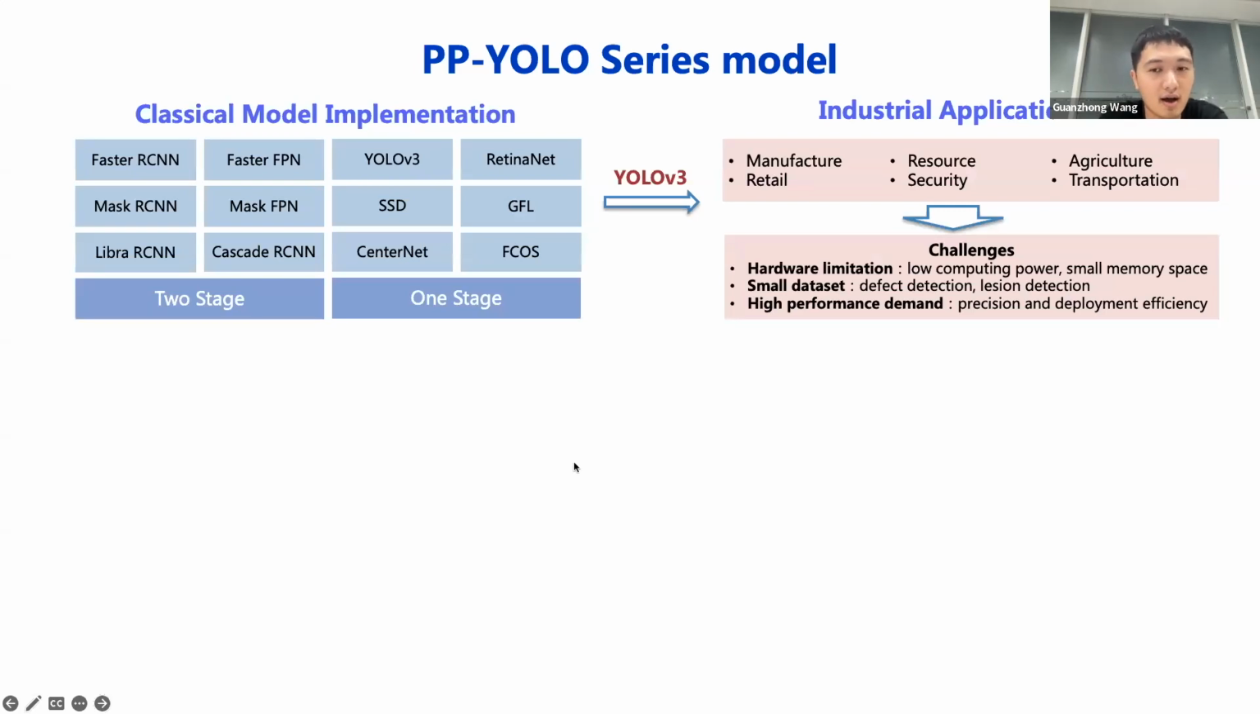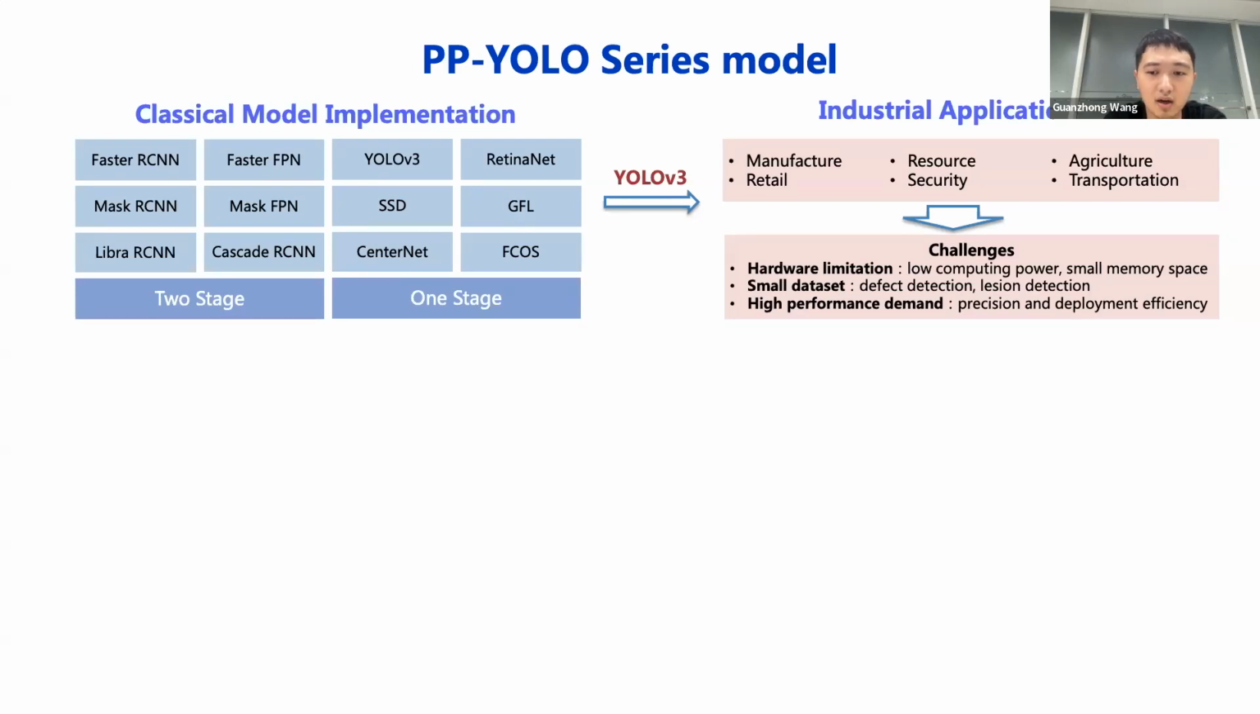And firstly, I would like to make a quick review of our motivation to do such things. 4 years ago, we started to develop all our object detection algorithms using PaddlePaddle, and we implemented a lot of classical models like Fast R-CNN, SSD, YOLOv3, and RetinaNet, and so on. And during this process, we found YOLOv3 was quite widely used in different scenarios, including manufacturing, security, agriculture, and retail.